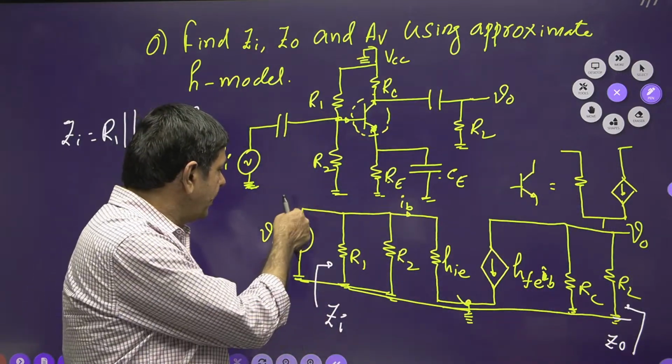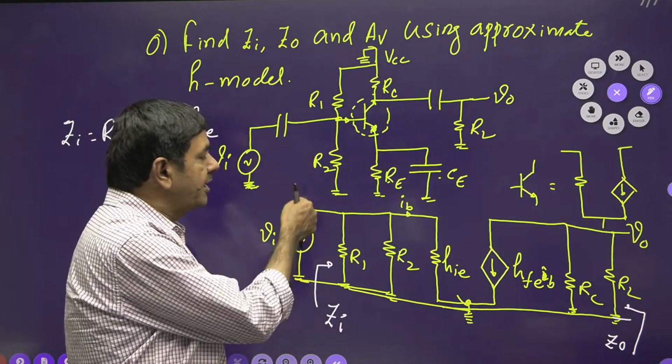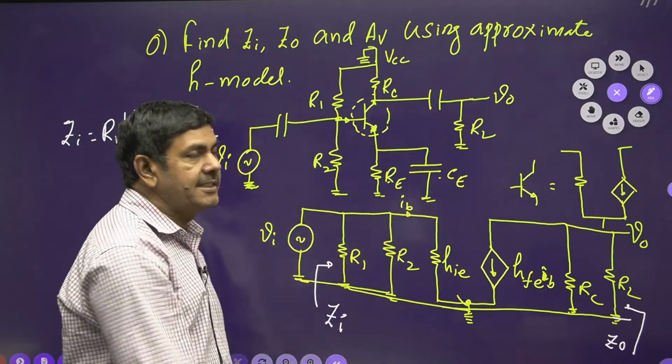When the input voltage is shorted here, what is going to happen? We don't have any voltage source on the input side. In that case, what current will pass in the input?